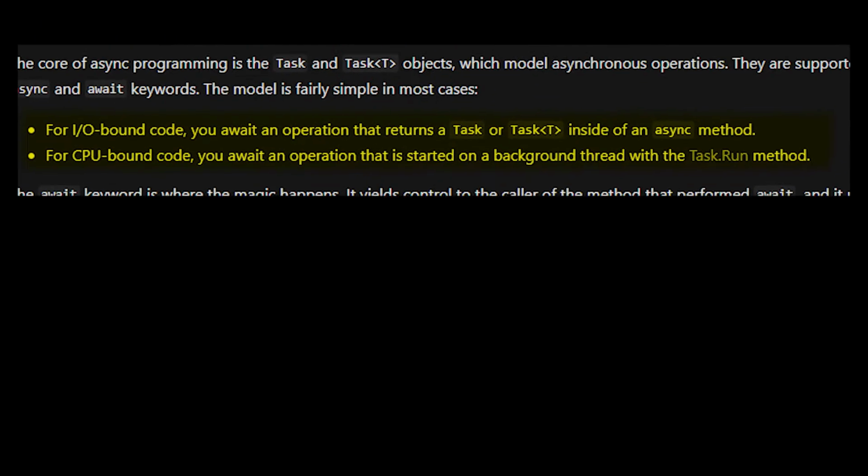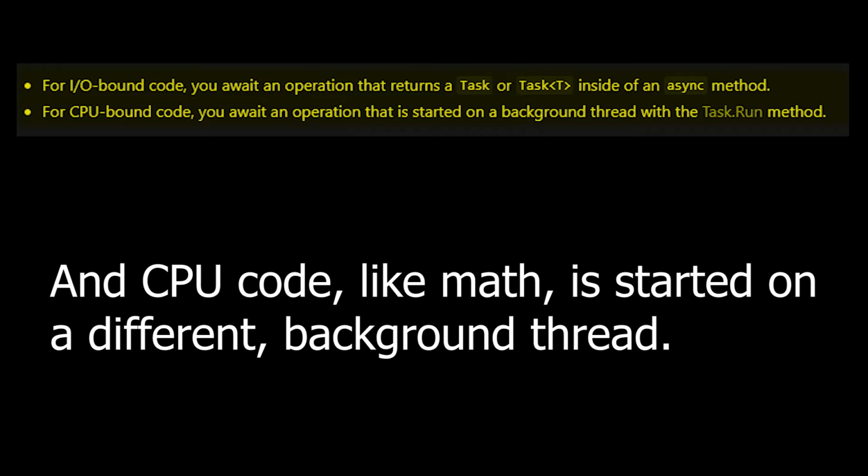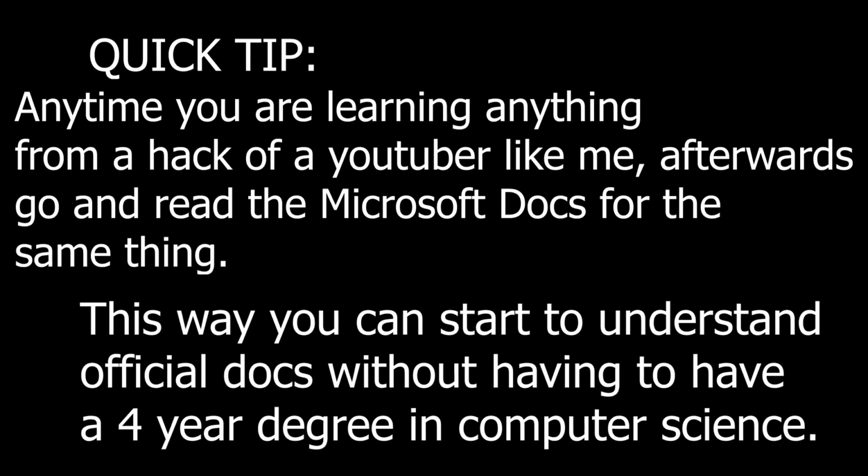Don't believe me? Here's what Microsoft says. I/O bound code is awaited, so it basically frees the thread while the I/O is doing work, and CPU code like math is started on a different background thread. Quick tip, anytime you are learning anything from a hack of a YouTuber like me, afterwards go and read the Microsoft docs for the same thing. This way you can start to understand official docs without having to have a 4-year computer science degree.